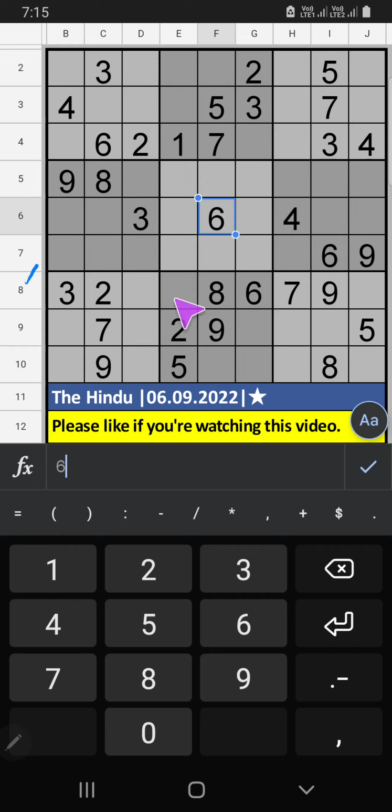8th row, 3 numbers are remaining: 4, 5, 1. Column J, we have 4 and 5. So 4 and 5 can't come in this cell. It will come in one of the two cells. Column E, we have 5. So 5 can't come in the cell. 5 can come here. Then 4 is here. Then 8th row, only one number is remaining. 1 is confirmed here.